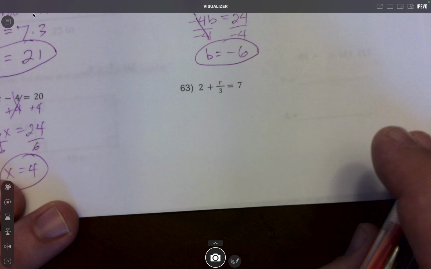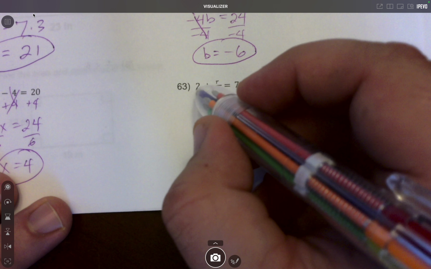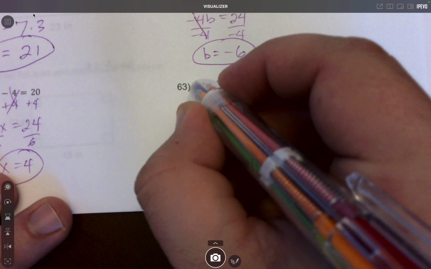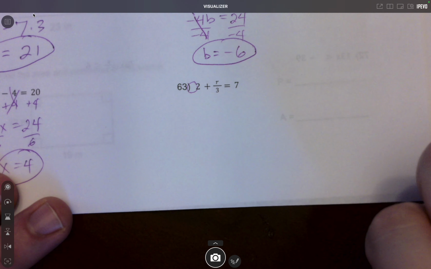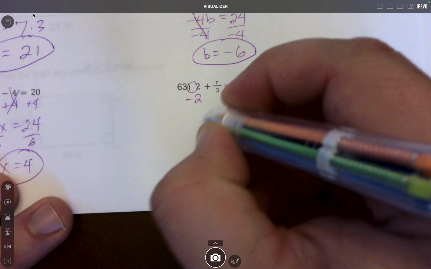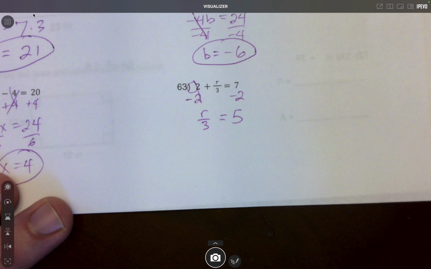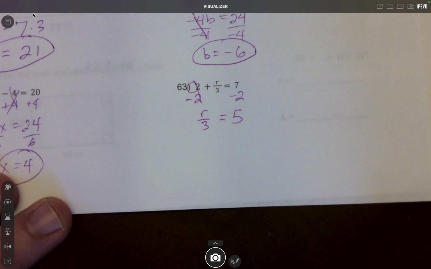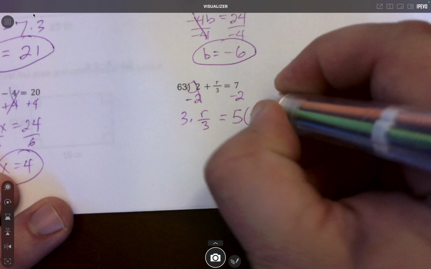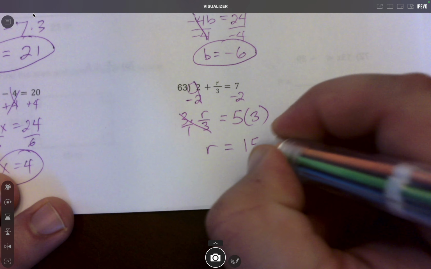Okay, 63. The 3 is in there with the r in the fraction, so they're close. The 2, though, is pretty far away comparatively. So remember, what's understood to be in front of the 2, even though it's not written, is a positive. That is a positive 2. So we subtract 2 from both sides. So we have r divided by 3. The opposite of dividing by 3 is multiplying by 3. So the 3's cancel, leaving just r, and 5 times 3 is 15.